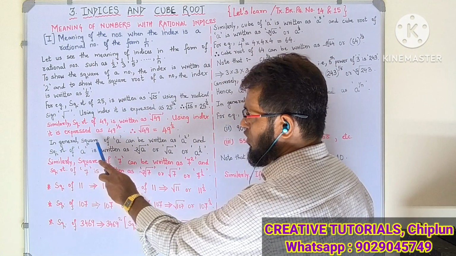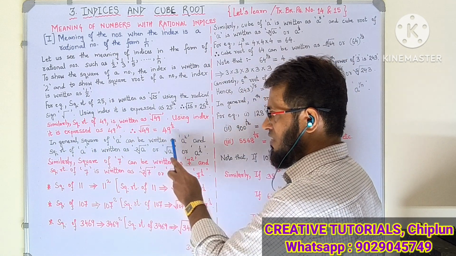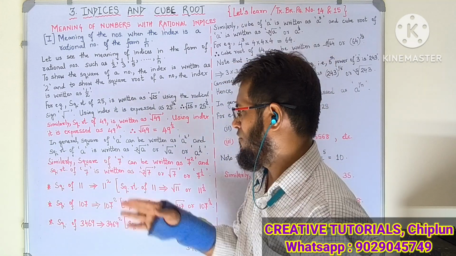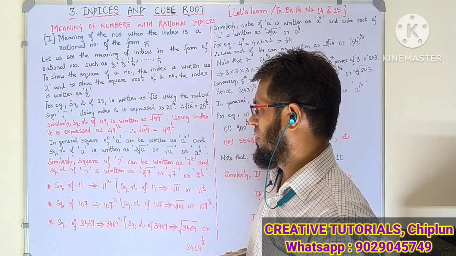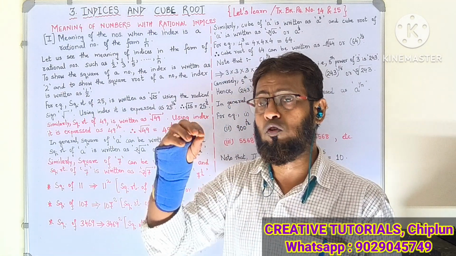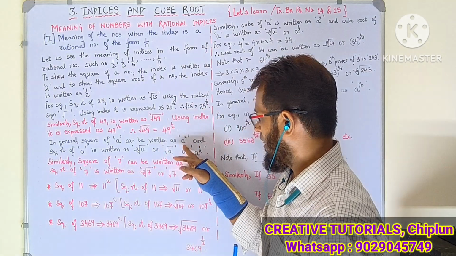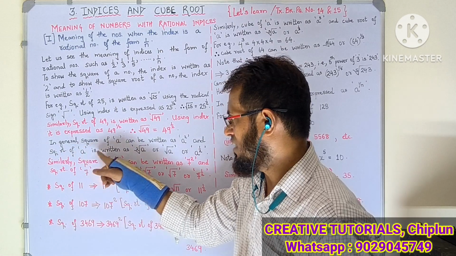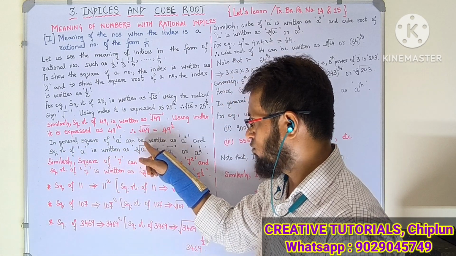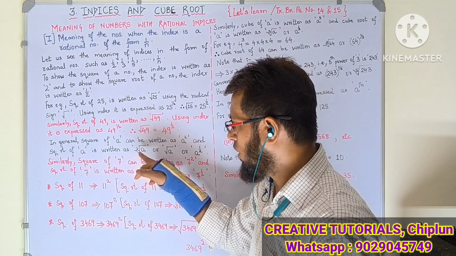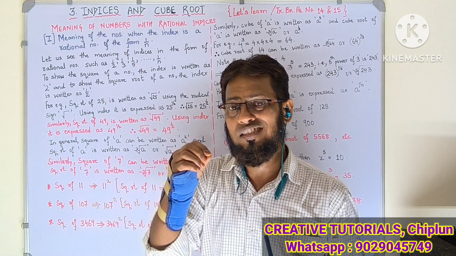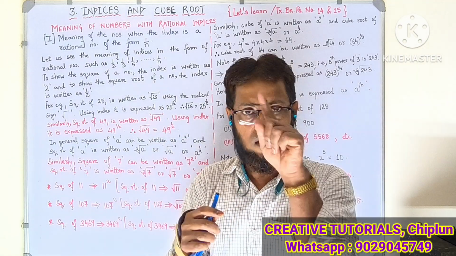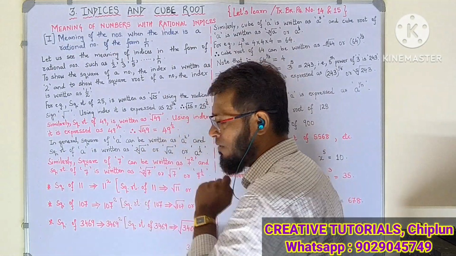Now in general, the square of a can be written as a squared. Suppose a is any number you can take; I have taken a as an example. If a is a normal number and you want to write the square of that number, it becomes a squared, and the square root of a is written like this. Basically, we don't write 2 in the pocket. Whenever it starts from number 3, that is cube root or 4th root or 5th root, from number 3 we start writing this number in the pocket.